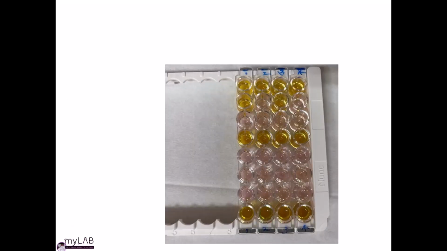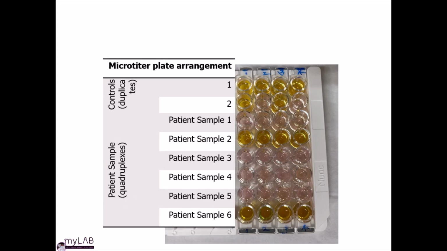So now we did this test, and here is a microtiter plate of the samples that we carried out together with the controls. For the sample arrangement on our plate, well 1 and well 2 contain our controls, and then from the next well downwards up to the end contain our patient samples 1 to 6.